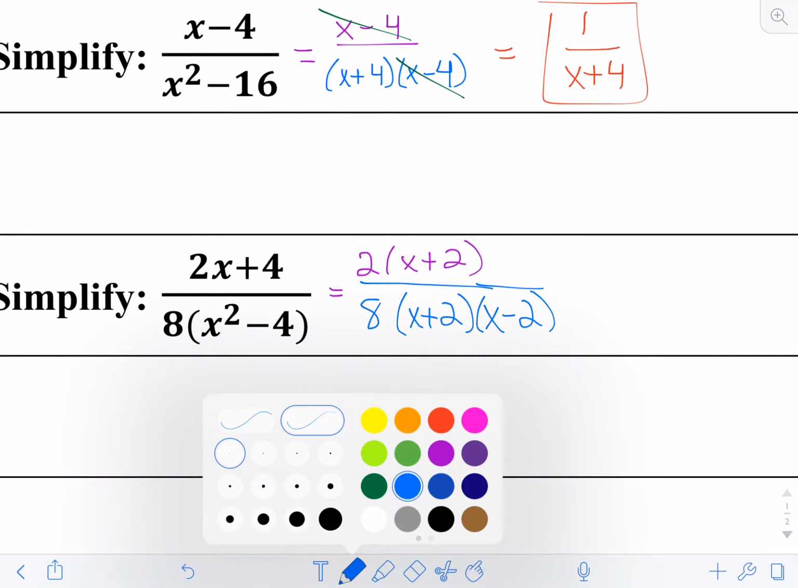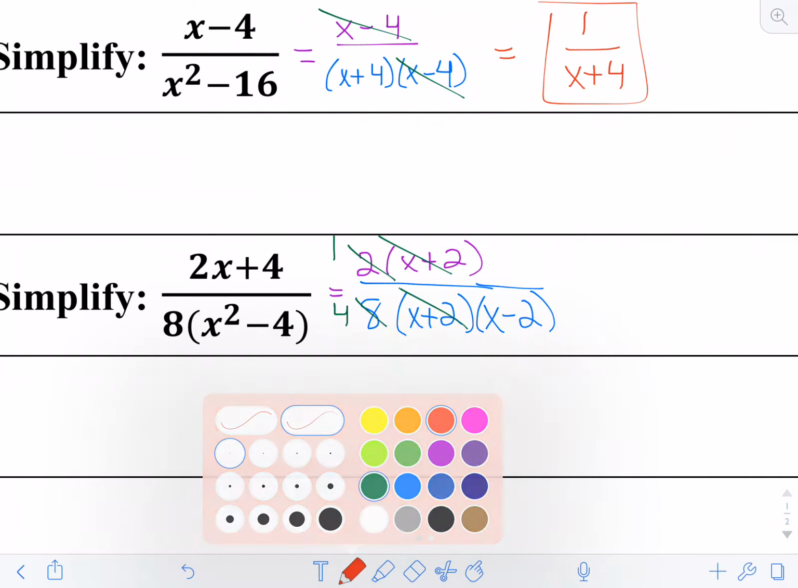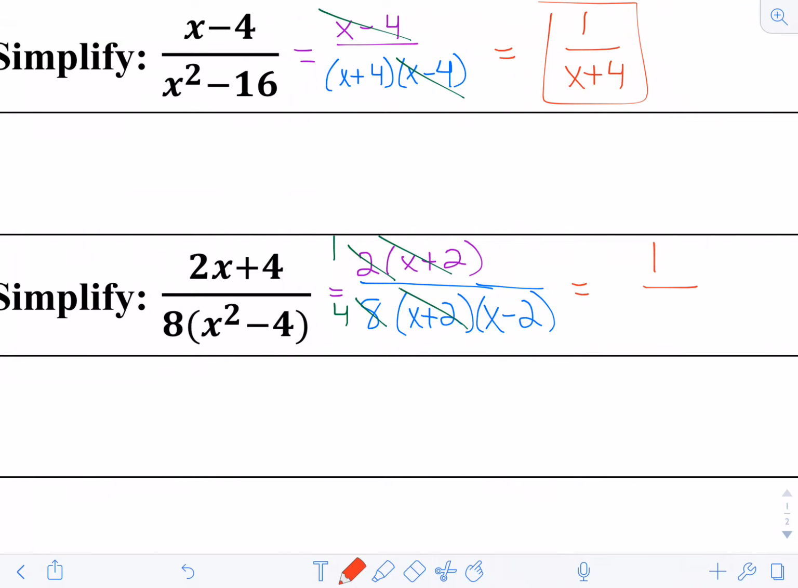Okay, well, the first thing that I see is that I can eliminate this x plus 2 and x plus 2. It's in top and the bottom. And what I can also do is reduce this 2 over 8, because that can reduce down to 1 over 4. And so what I have left is a 1 in the numerator, and then I have 4 times x minus 2 in the denominator.